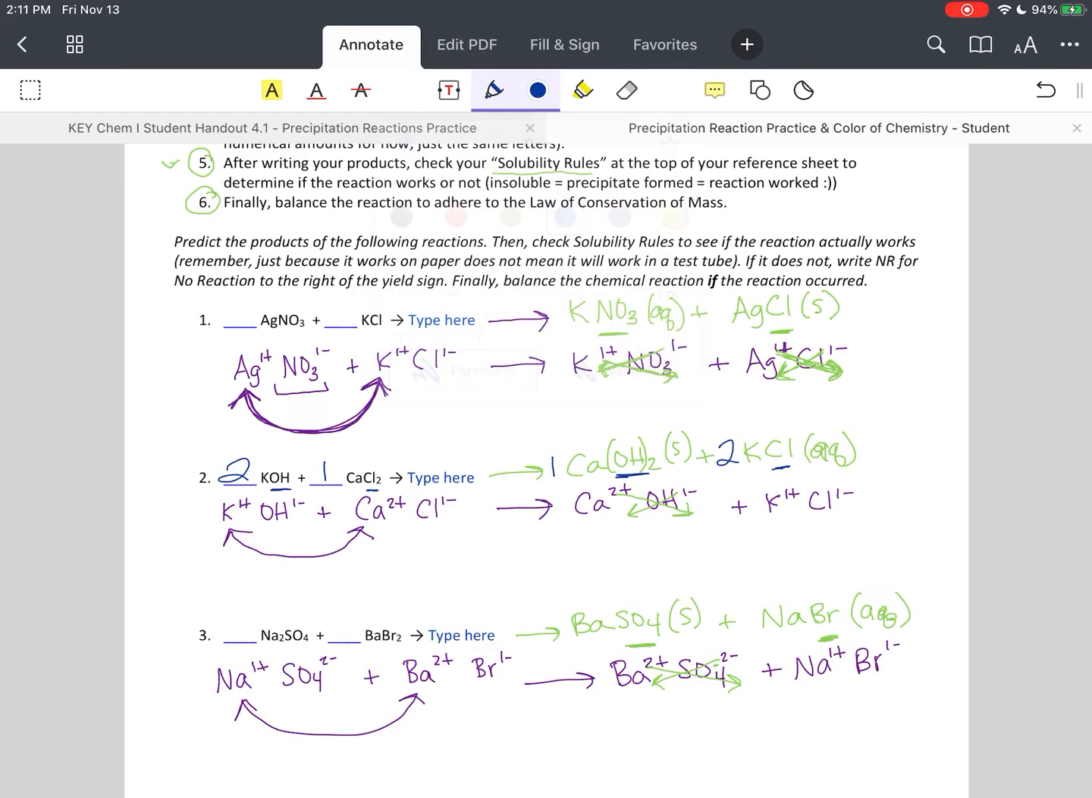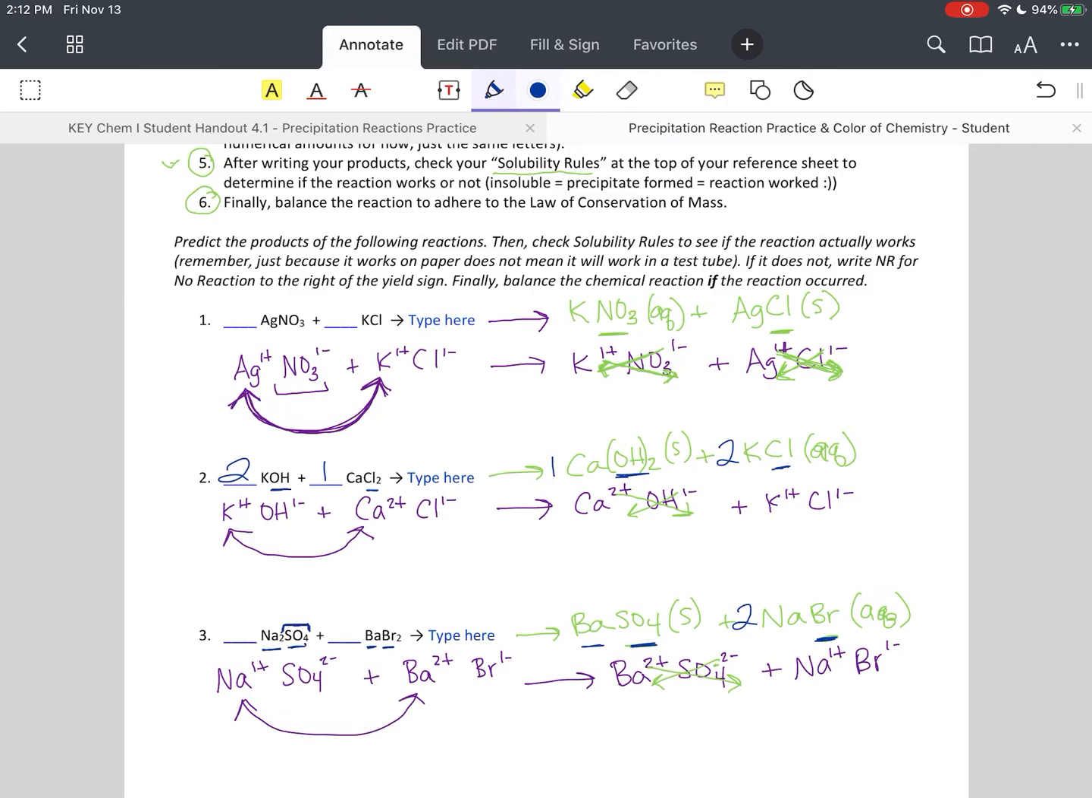That's my last step. Over here I have 2 sodiums, so I need a 2 in front of this sodium. That means now I have 2 bromines, and I have 2 bromines over here. I have 1 SO4, 1 SO4, 1 barium, 1 barium. Remember, this SO4 is a polyatomic, so I can treat it like one thing when I'm balancing.